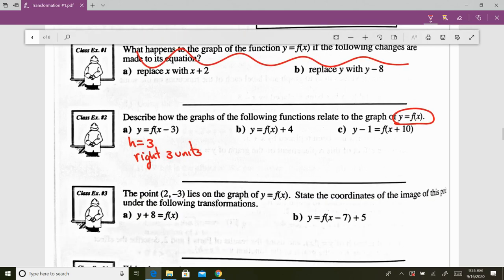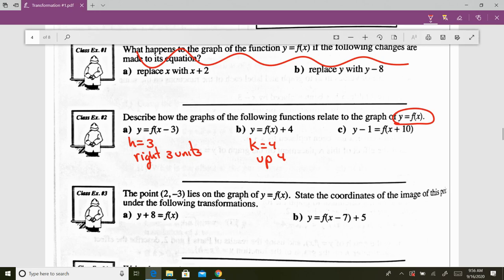What about B? What is the 4, H or K? K. So have we gone up or down? Up 4 units because it's positive. I'll just say up 4.